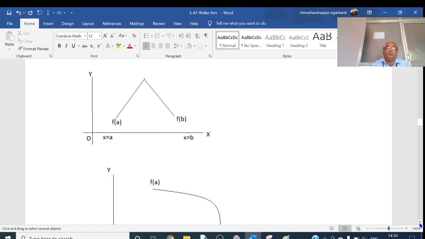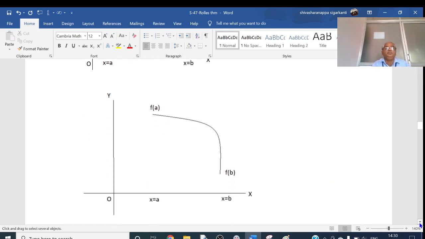Now I will consider one more example. See in this figure, x equal to a, x equal to b. This is our f of a, this is our f of b. Here the function is continuous in the closed interval AB, and the function is differentiable in the open interval AB. But here, this is our f of a, this is our f of b. So f of a is not equal to f of b. This is not satisfying the third condition of Rolle's theorem.